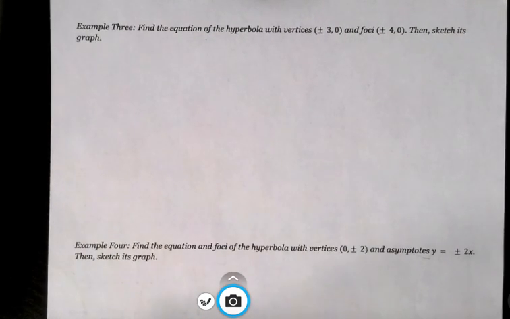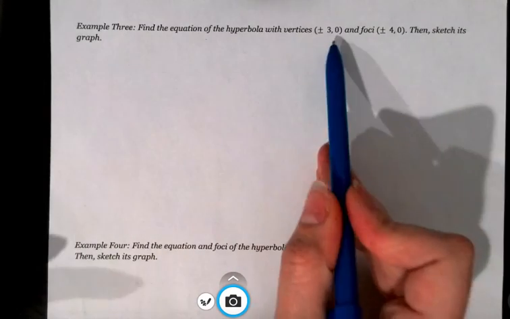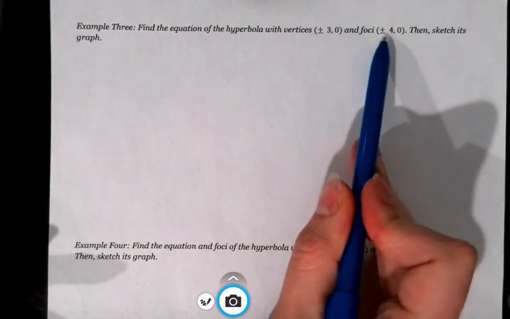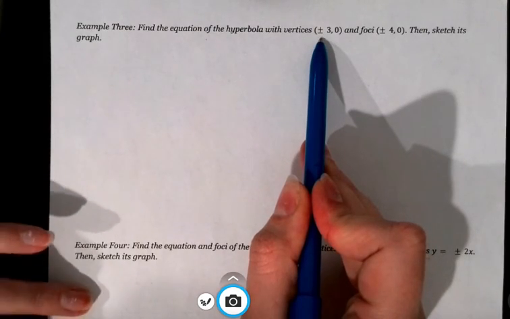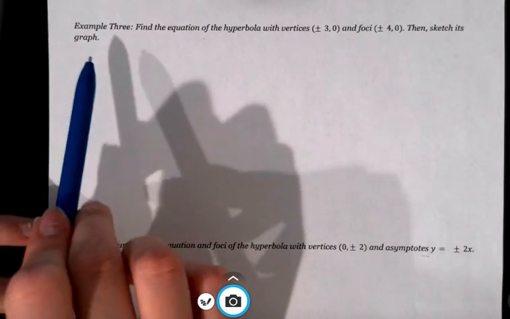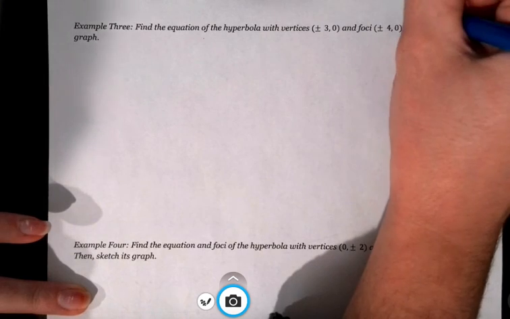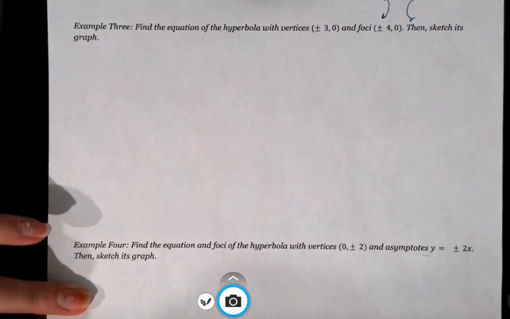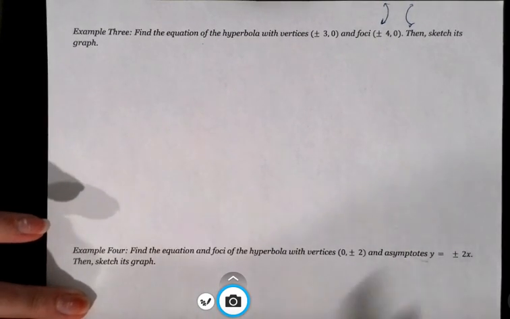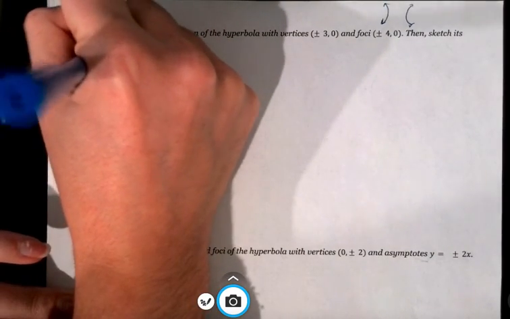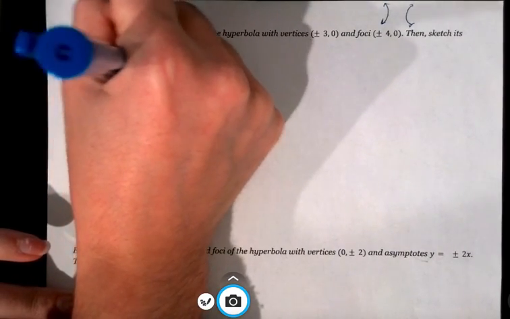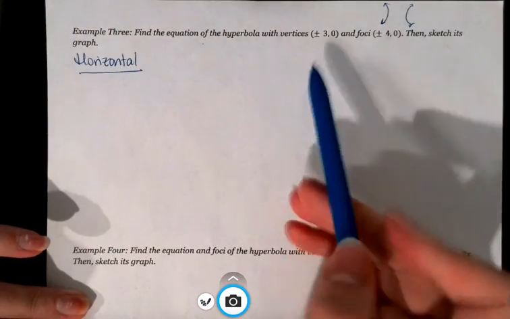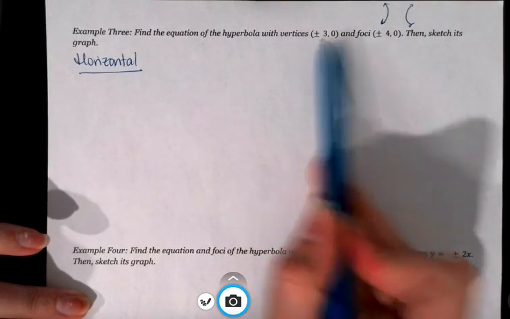So the first thing I want to figure out is if it's vertical or horizontal. So looking at my vertices and my foci, the numbers are in the X spot, and so I know that it is going to be horizontal because it's going to open on my X axis. So it's going to look something like this. Ooh, that's really close to the top there. So over here, I'm going to say horizontal. If you want to make note why, it's because the numbers are in the X spot. Numbers in the X spot.